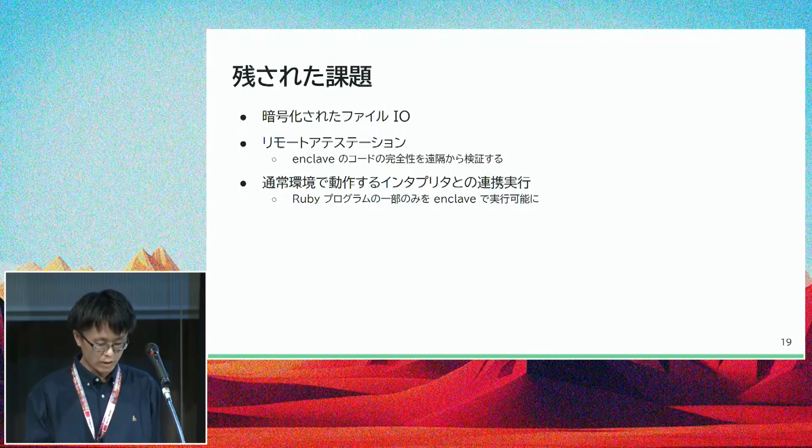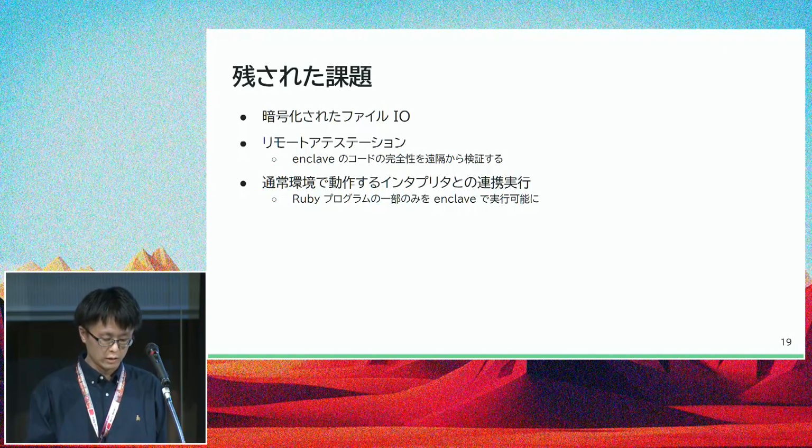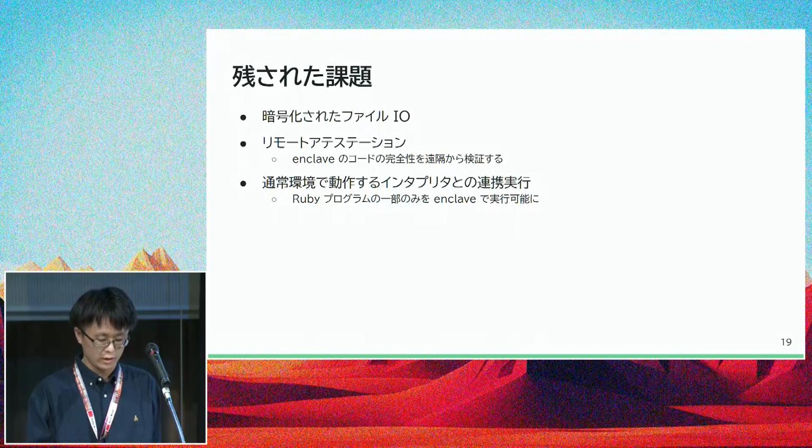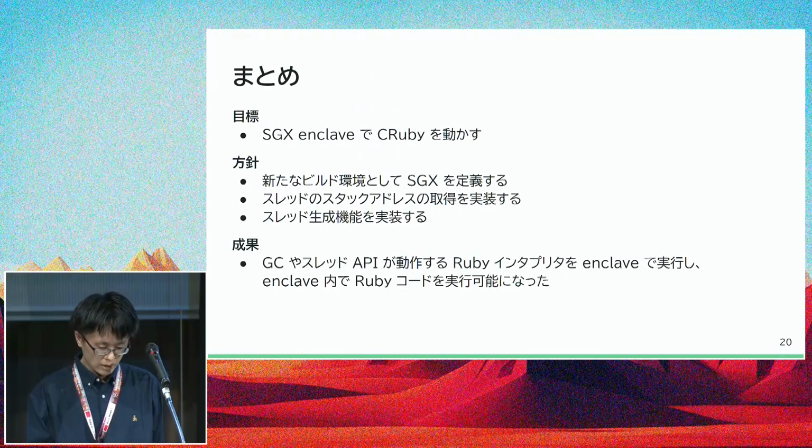By encryption, file I/O, and also enclave code and integrity can be actually verified by the remote attestation. So we can actually achieve that. We plan to achieve that remote attestation. So in normal environment, an interpreter is working, so the coordinated function is one of the agenda we would like to address. This is a summary.